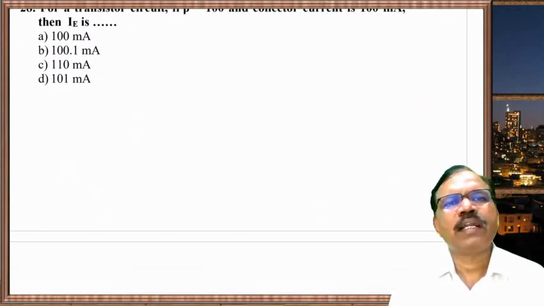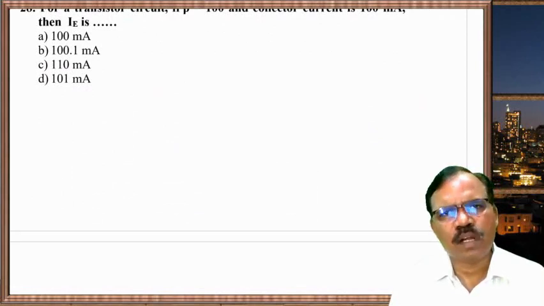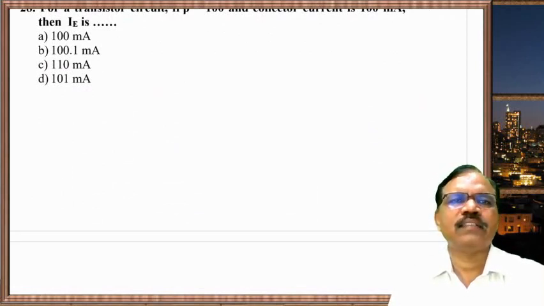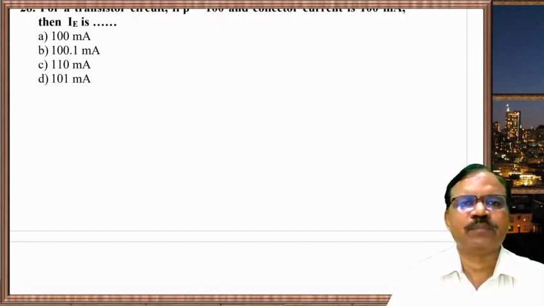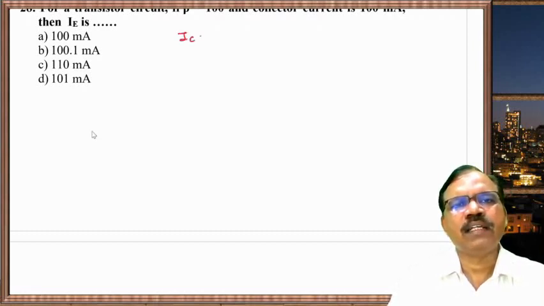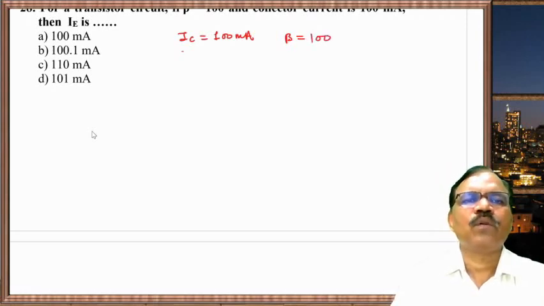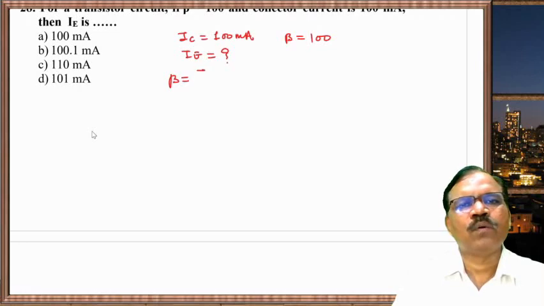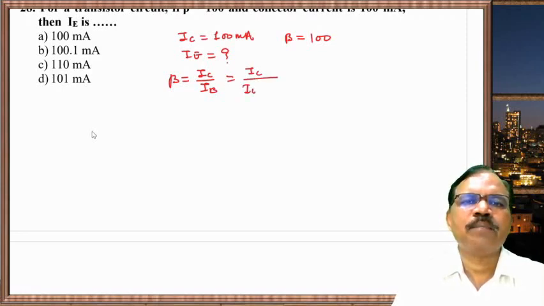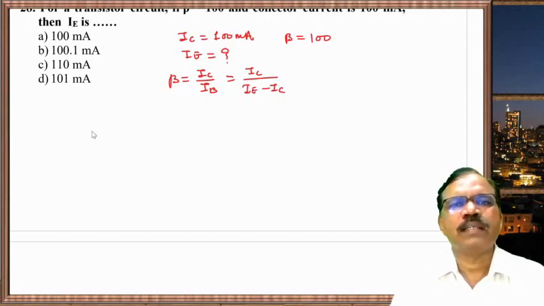Now next one, for a transistor, if beta is equal to 100 and collector current is 100 milliampere, then IE is... So what is given? IC is given, that is 100 milliampere. Beta is given, that is 100. We have to find IE. We know beta is equal to IC upon IB. We can write this as IC upon IE minus IC.